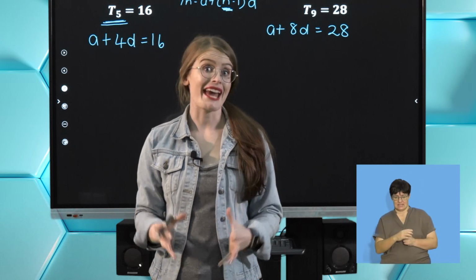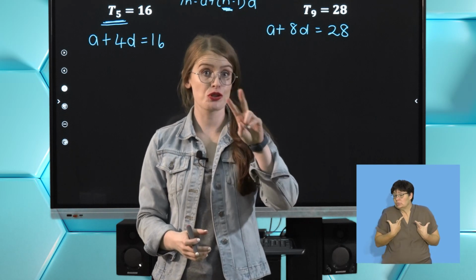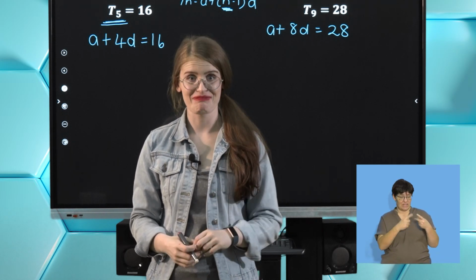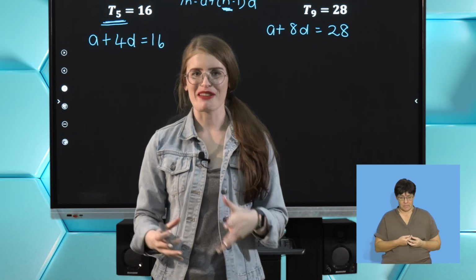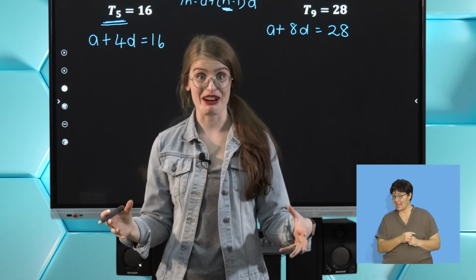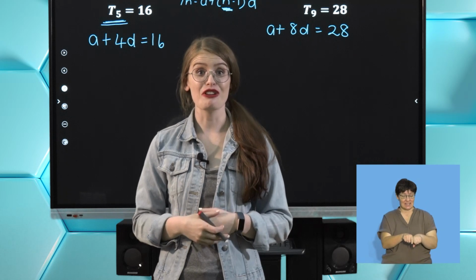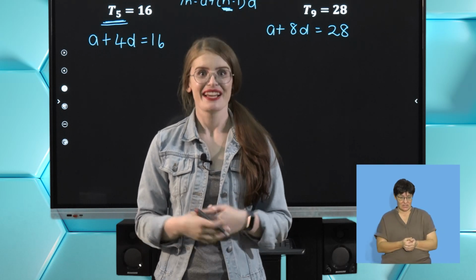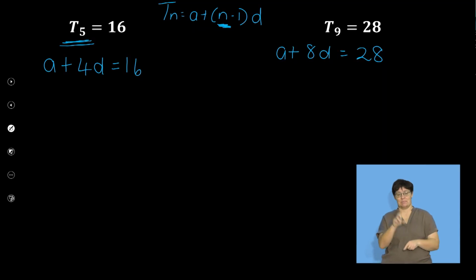Everyone, we've now seen that we have an A and a D. What do we normally have to do when I have two variables that are unknowns? I'm hoping that you're saying simultaneous equations. So we are going to solve for A and D. Let's go back to the board. I am going to isolate A on this side of the board, so I'm going to have A is equal to 16 minus 4D.